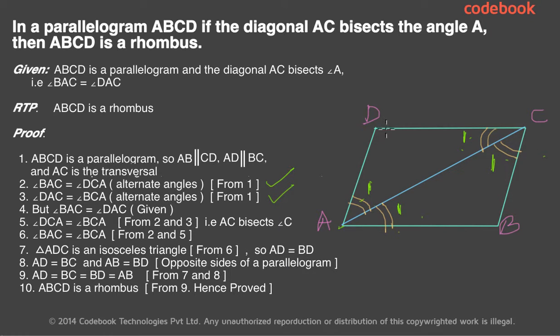So if you closely observe this triangle ADC, you will know that this is an isosceles triangle because angle DAC is equal to angle DCA. So these two sides must be equal. Similarly, if you observe this triangle with angle BAC, these two sides are equal because this is also an isosceles triangle. But we know that this is a parallelogram, so AD must be equal to BC, and similarly AB must be equal to CD, which means that all four sides are equal. So this is a rhombus. So in this way we have proven this corollary.